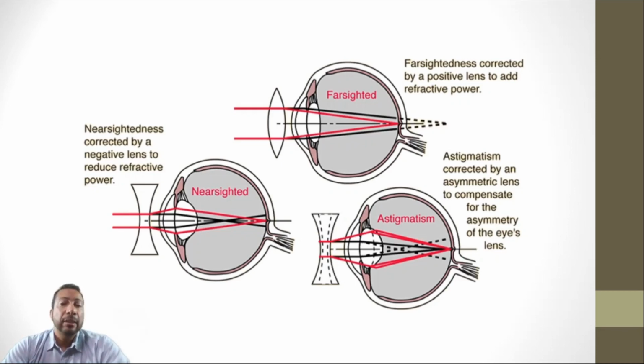These are corrected by using lenses. So farsightedness is corrected by using a converging lens. Farsightedness without a converging lens would have the image being formed behind the retina. Since the converging lens brings these light rays closer together, it brings them together just enough so that the image forms right on the retina.